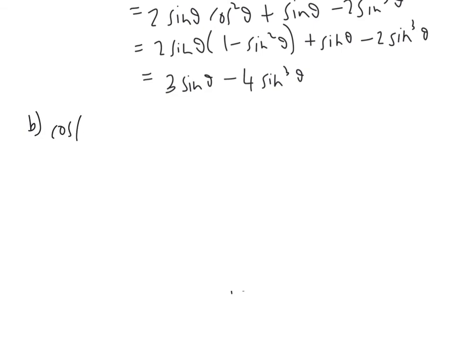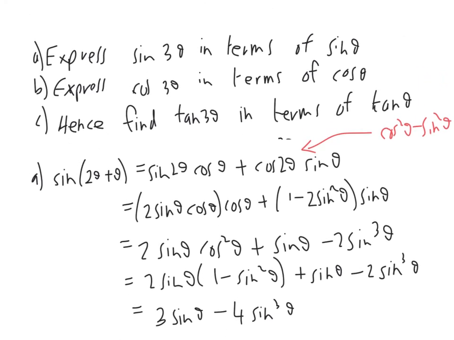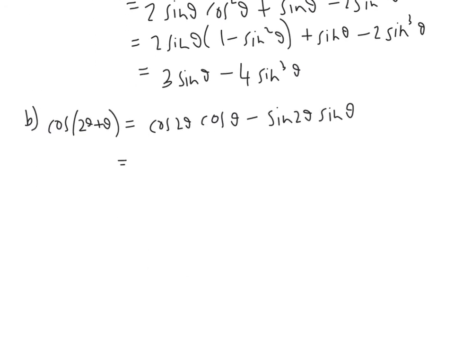So cos 3 theta would be cos of 2 theta plus theta. So my A is 2 theta and my B is theta. I use the compound angle formula, which is cos A cos B minus sine A sine B. Cos 2 theta I want to break up. Remember the question, we want to have everything in terms of cos this time, so let's break it up in a way that suits us to do that.